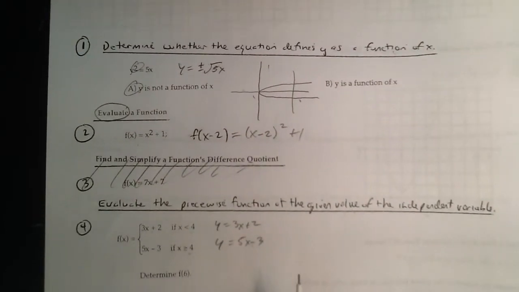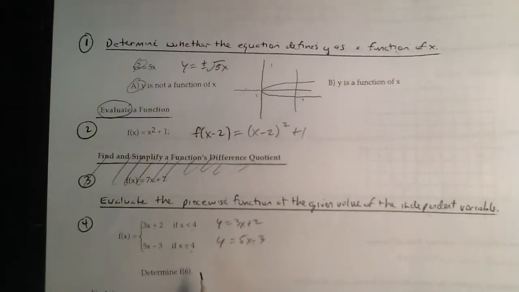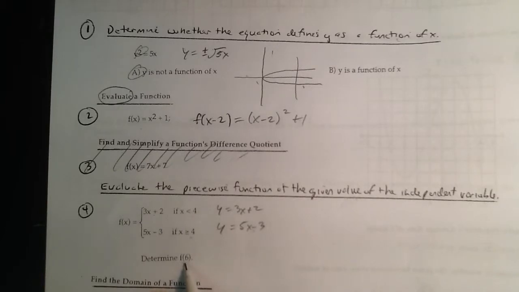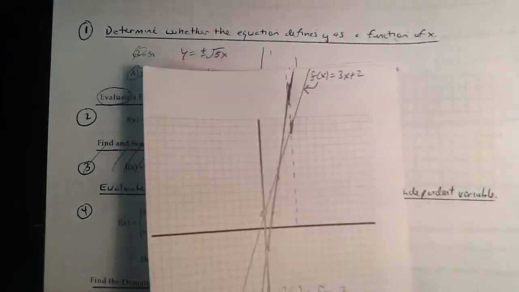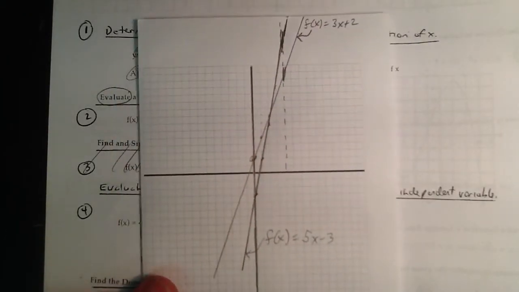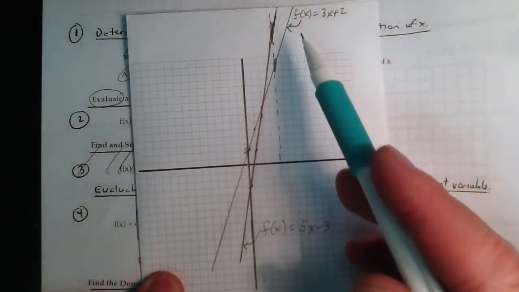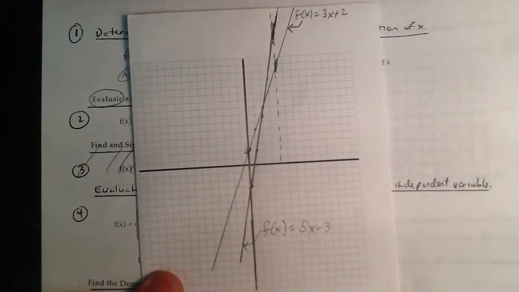Okay, piecewise functions. Okay, this still seems to give people a lot of problems. All right, I'm going to cover two things. This says determine f of 6, but I'm also going to talk about, you might have a question where you need to graph these. Okay, when you need to graph them, you can just think of these as two y equals mx plus b's and plot them, which is what I've done right here. Okay, here's the first one, and here's the second one.